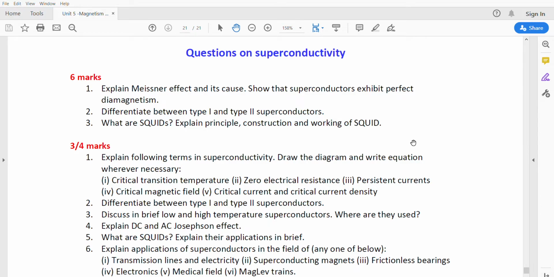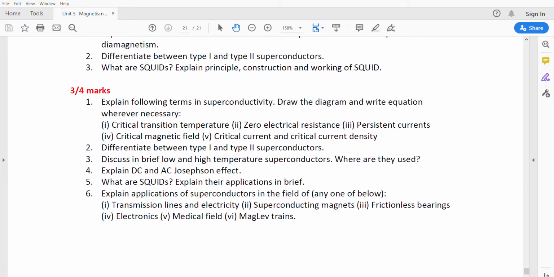Three to four marks questions: explain the following terms or definitions: superconductivity, critical transition temperature, zero electrical resistance, persistent currents, critical magnetic field, critical current and critical current density. You can get all these from the properties of superconductors. The second question is to differentiate between type 1 and type 2, which we discussed before. Discuss in brief low and high temperature superconductors. There are about 3 or 4 differences, you can read those.